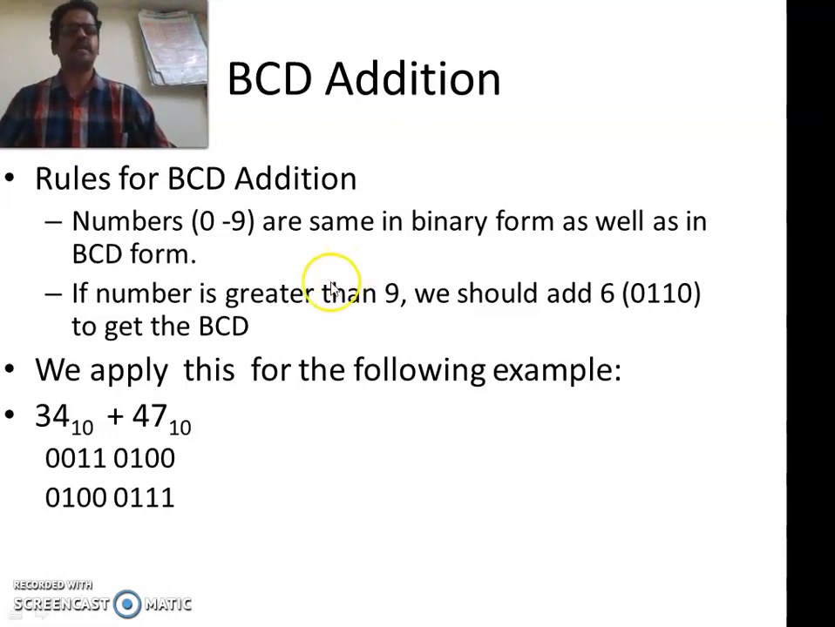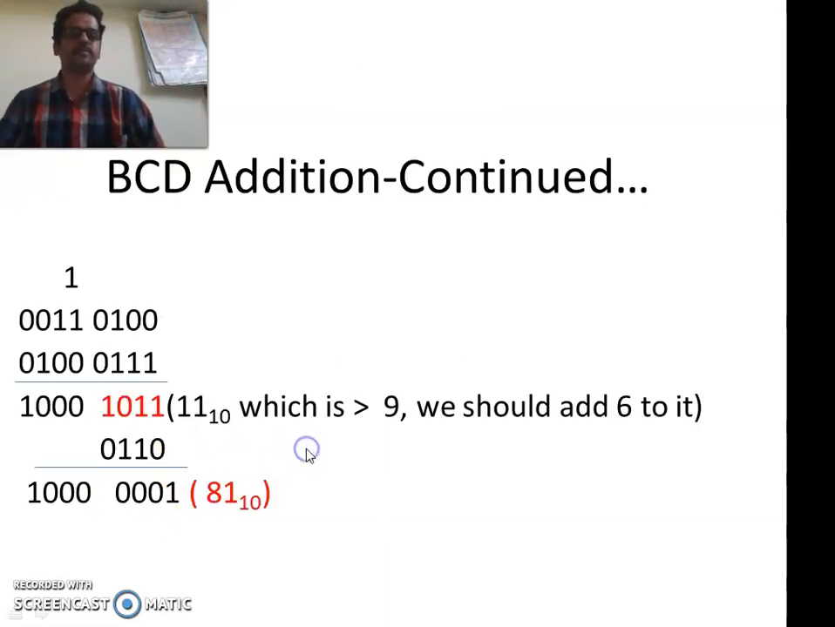Now we'll see this concept through this example. Now we are trying to add the decimal numbers 34 and 47. We know that it is going to add up to 81. Now we are going to repeat the same in the BCD form. So 34 is represented as 0011 0100 and 47 is represented as 0100 0111. Now we will see how these two numbers are getting added.